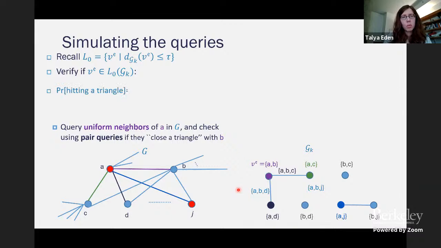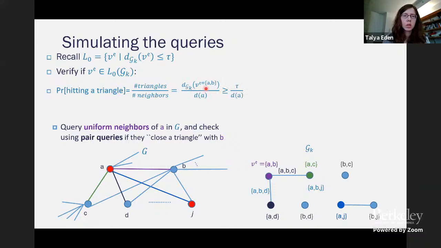So what's the probability of hitting a triangle? How many times should I try this procedure to get a triangle? What's the success probability of this attempt? Each attempt succeeds with probability the number of triangles AB participates in over the number of neighbors AB has. Because if I just sample neighbors uniformly at random, my success probability is when I hit one of the neighbors that forms a triangle with AB. So the number of triangles is just the degree of VE in GK, over the degree of this edge AB, or of A in G.